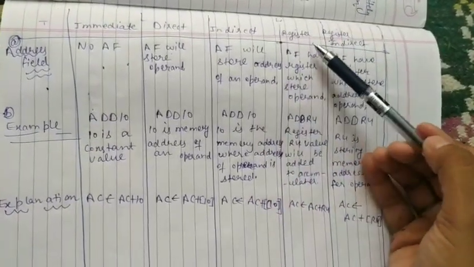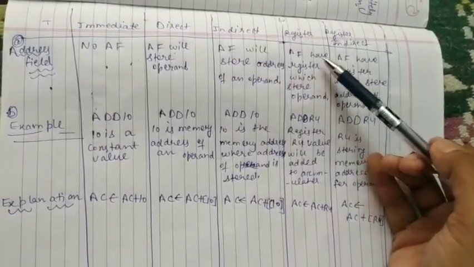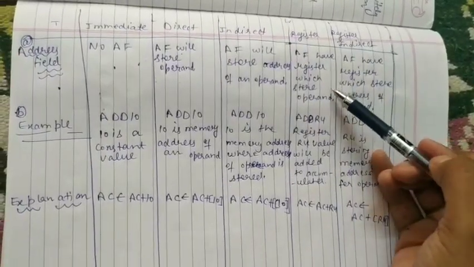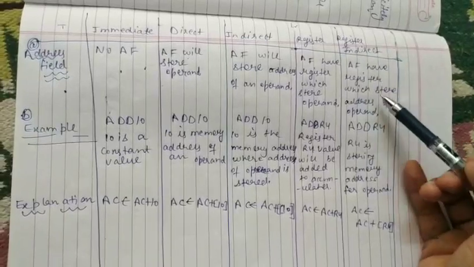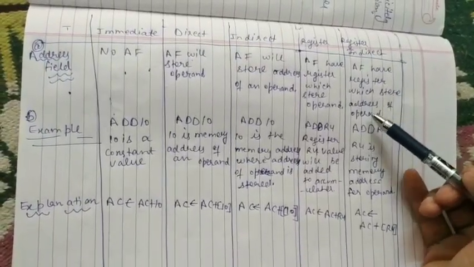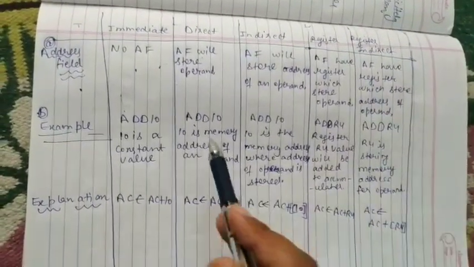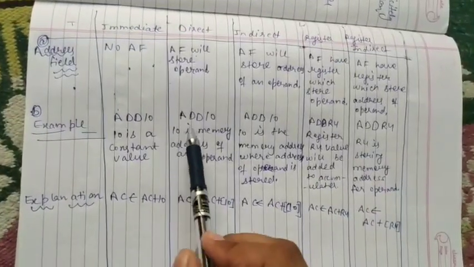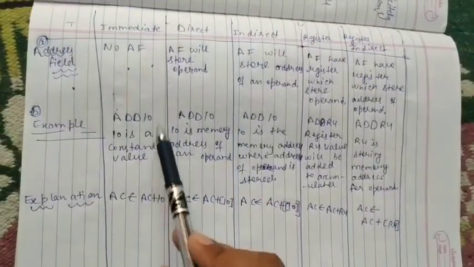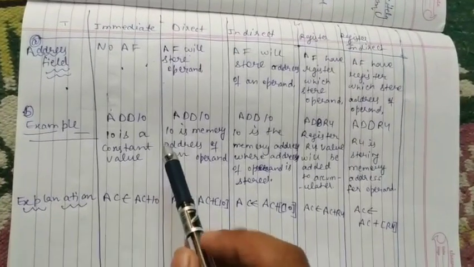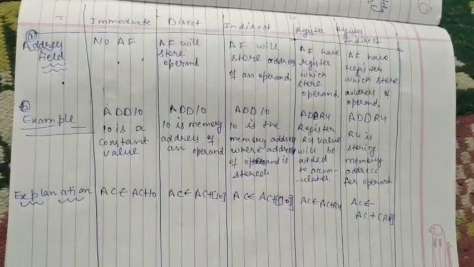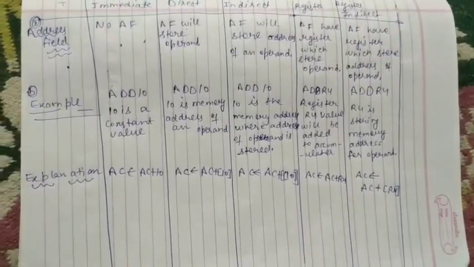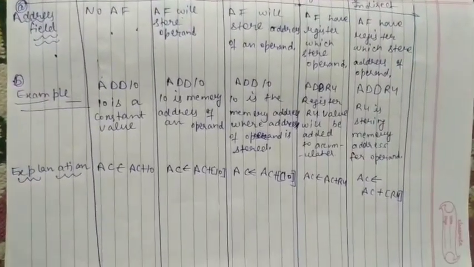Next one is the register addressing mode. The address field has a register which stores the operand. Next is the register indirect. The address field has a register which stores the address of the operand. So this is simple, and here is the example. These are the same as we have studied here. We can check it out easily. So these are the basic addressing modes in computer architecture.